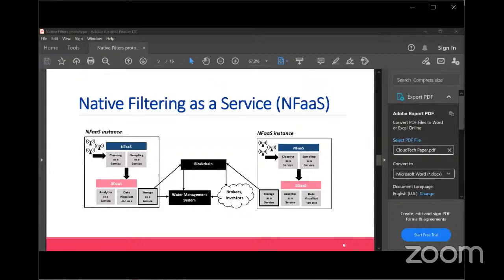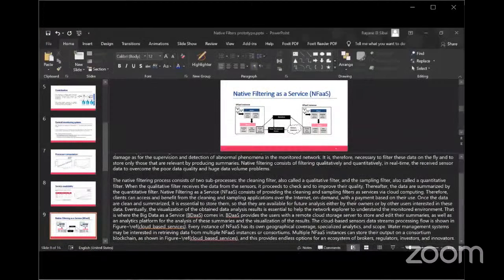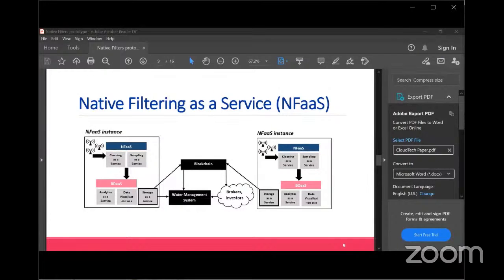The native filtering process, as you can see here, consists of two sub-processes: the cleaning filter, which we also call a qualitative filter, and the sampling filter, which we also call a quantitative filter. When the qualitative filter receives the data from the sensors, it checks and improves their quality. Thereafter, the data are summarized by the quantitative filter.